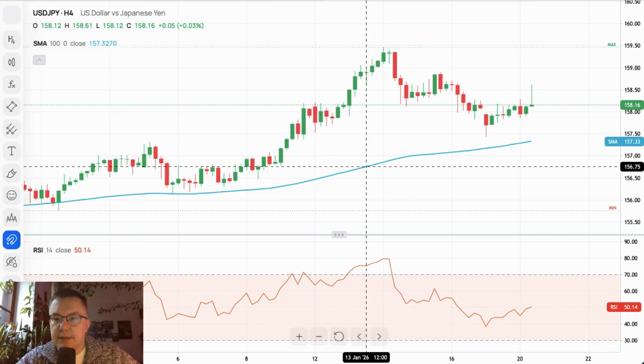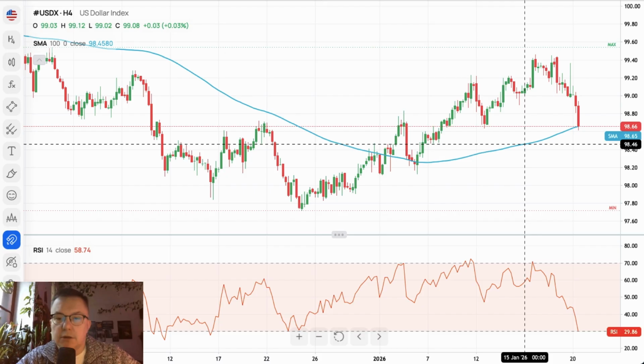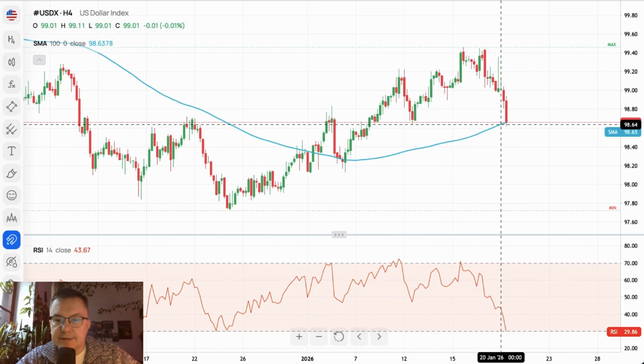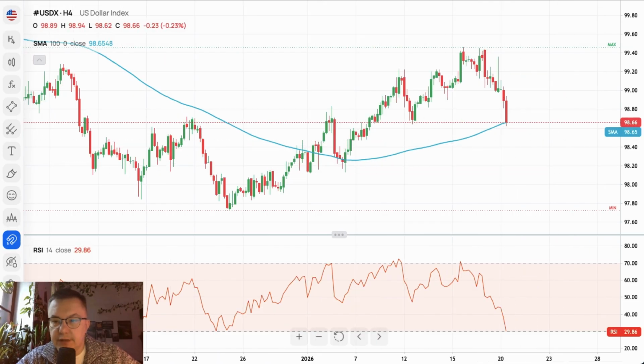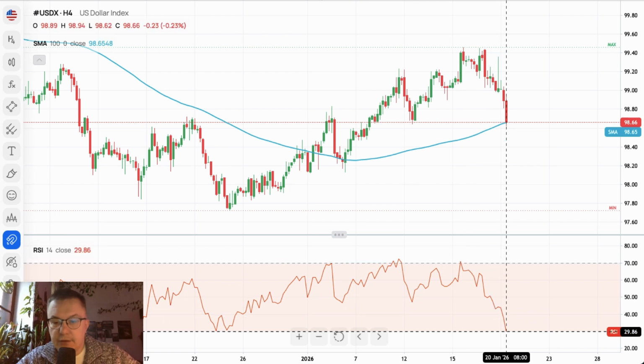US dollar index obviously should go lower. Yeah, it should go down, and it's going down right now. We're testing the 100 periods moving average at 98.65. We're testing the 100 periods moving average and the extremely oversold market conditions on a 4-hour time frame chart. So we again went from the extremely overbought very, very quickly to the extremely oversold.